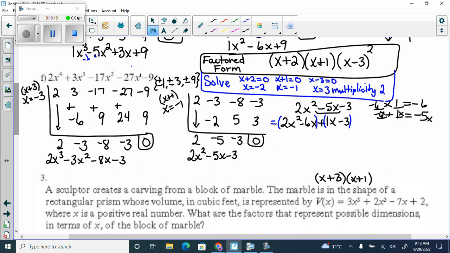Over no laughs. Okay. Then we group the first two, we group the back two. What can we take out of the first two? We can take out a 2x. What are we left with? X minus 3. What can we take out of the back bracket? A 1. What are we left with? X minus 3. I have two terms, this one and this one. What can I take out of both of them? I can GCF an x minus 3 to the front, and I'm left with 2x plus 1 after I GCF that.